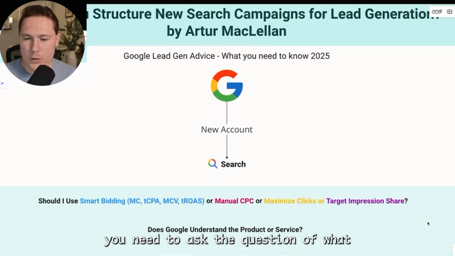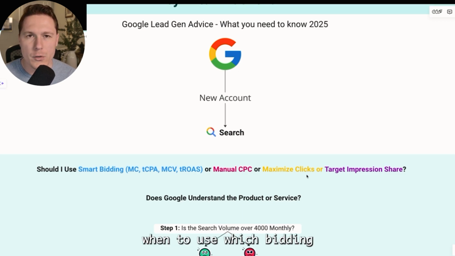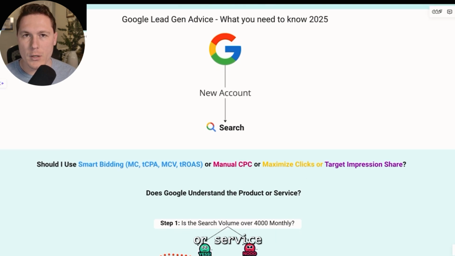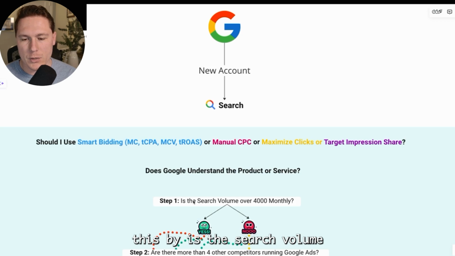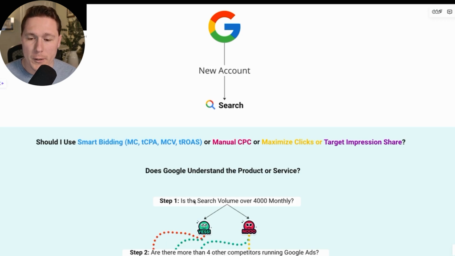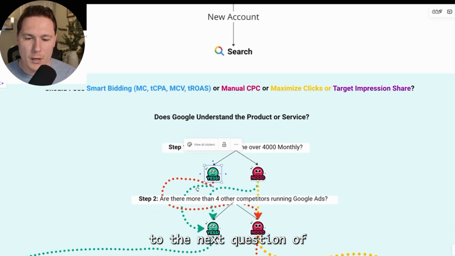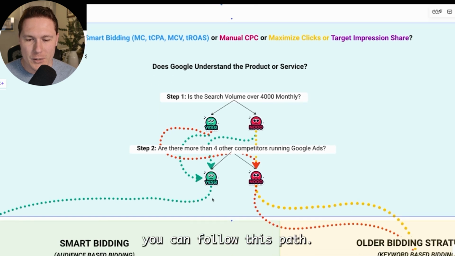In order for us to know how to structure the Google Ads campaigns for search, you need to ask the question of what bidding strategy you are ultimately going to use. That's typically the biggest question that I get: when to use which bidding strategy. The first thing that you need to ask is, does Google understand the product or service that you're trying to sell? The way to determine this in Google Keyword Planner is, is the search volume over 4,000 monthly? If yes, then the next question is, are there more than 4 competitors running Google Ads? If both are yes, then you can follow this path.